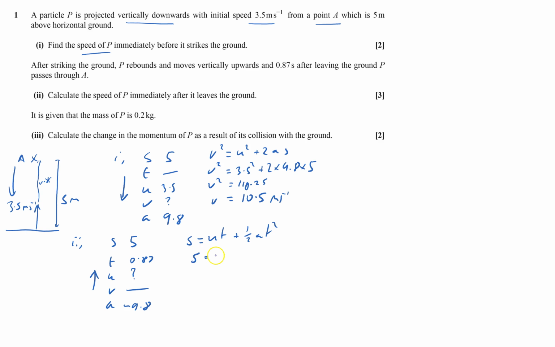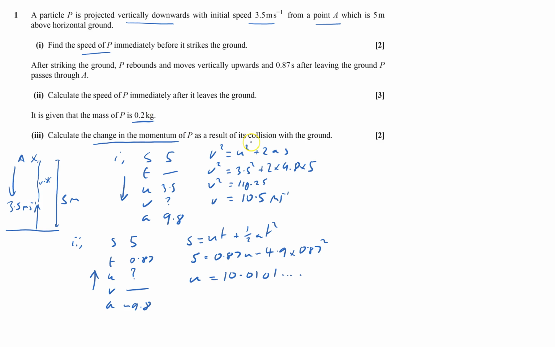So 5 equals 0.8u minus half of a, which is 4.9, times t squared, 0.8 squared, and that gives me that u equals 10.0101. It's not recurring, but it gives me that. And it's given the mass is 0.2 kilograms.